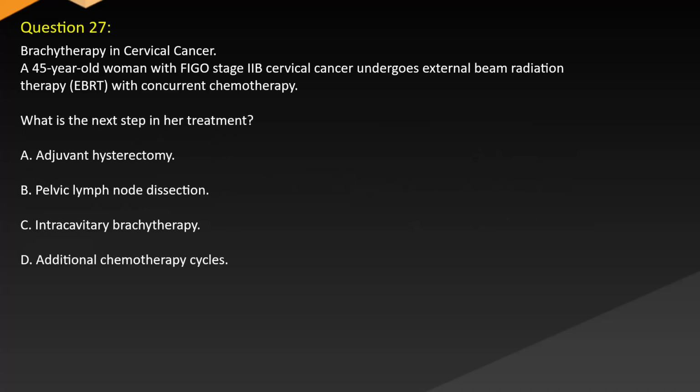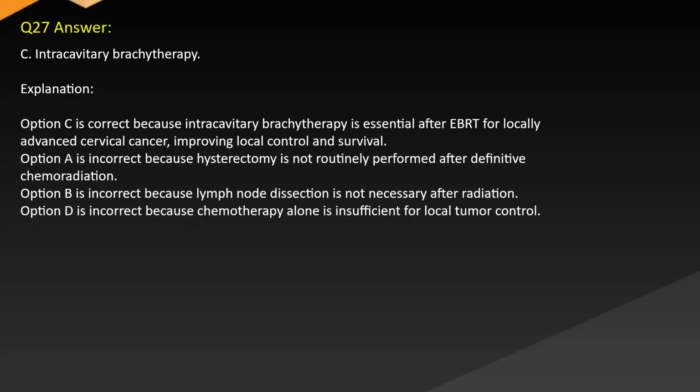Question 27. Brachytherapy in cervical cancer. A 45-year-old woman with FIGO stage IB cervical cancer undergoes external beam radiation therapy with concurrent chemotherapy. What is the next step in her treatment? A. Adjuvant hysterectomy. B. Pelvic lymph node dissection. C. Intracavitary brachytherapy. D. Additional chemotherapy cycles. Answer: C. Intracavitary brachytherapy.